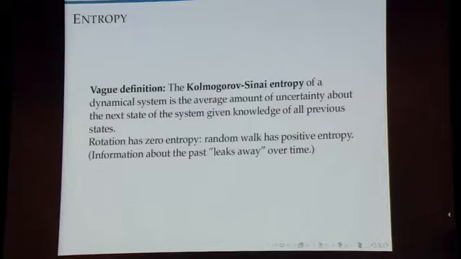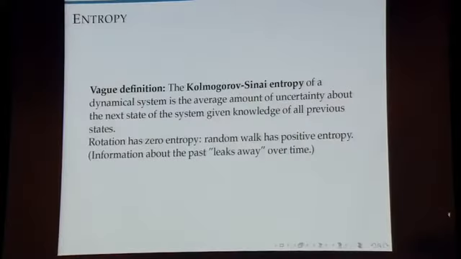So something like a rotation has zero entropy. If we're quite certain about where the particle was before, we can be quite certain about where it is in the future. Whereas the random walk has positive entropy. There actually is some increasing uncertainty as we go farther and farther into the future. So one metaphor for the way to think about what this is describing is the rate at which information about the particle's location leaks away over time as we try to predict farther and farther into the future.